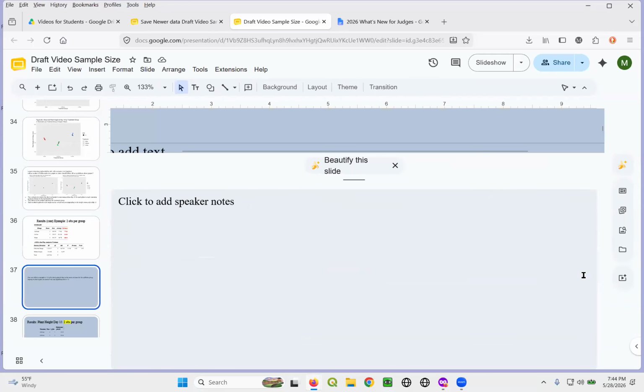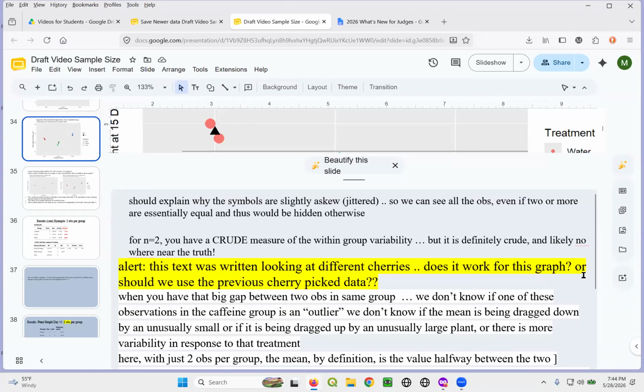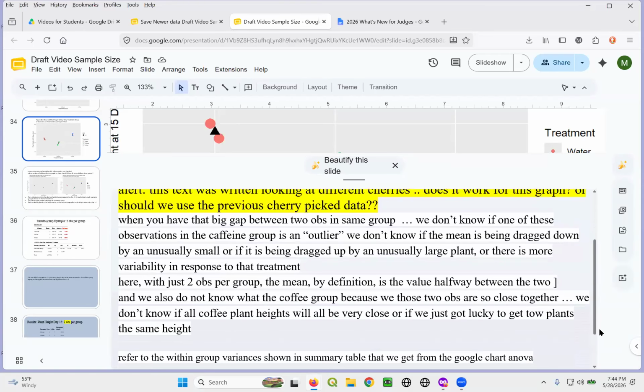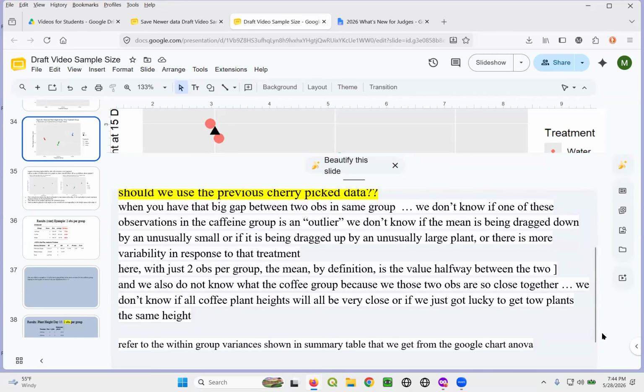What happened to my text? Here we go. We also do not know about the coffee group, because those two observations are closer together. We don't know if the coffee plant heights will all be close together, or we just got lucky to get these two that are the same height.